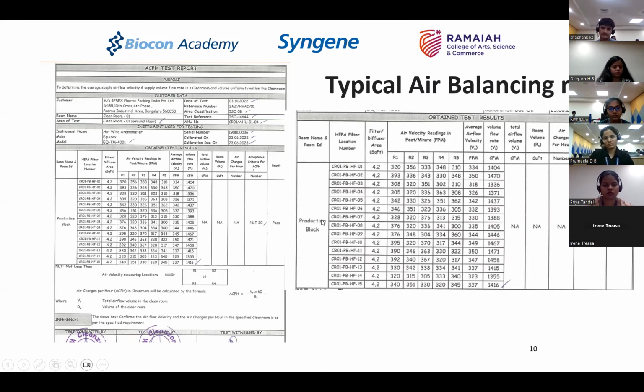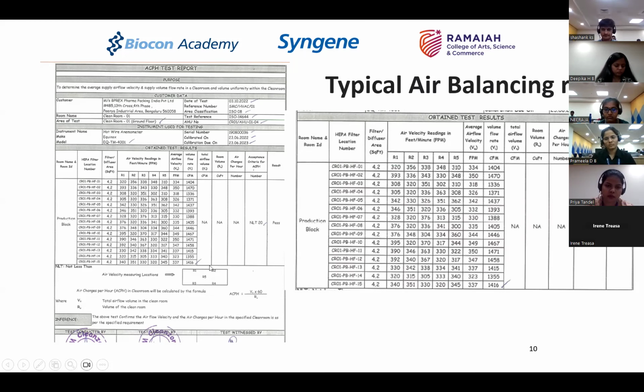This is for a production block. So they have taken the number. This is R1, R2, R3, R4, R5. They have taken 5 readings, and this is in feet per minute. It is 320 FPM, 356 FPM, 338 FPM, 348 FPM, and 310 FPM. They will take an average of these values, which is about 334 here.